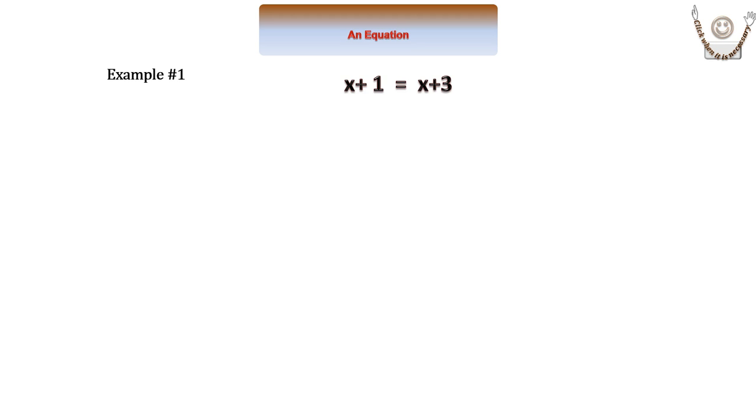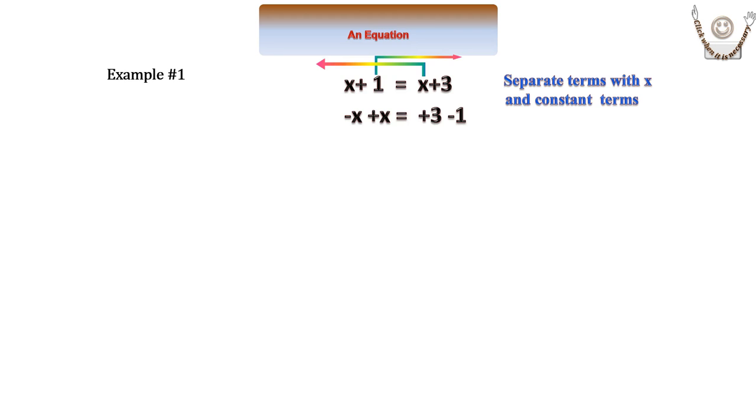Now let's look into this equation from an algebraic point of view. If we separate terms with x's and constant terms in order to solve, so positive 1x from the right to the left and positive 1 from the left to the right, we will have negative 1x and positive 1x equal positive 3 and negative 1.